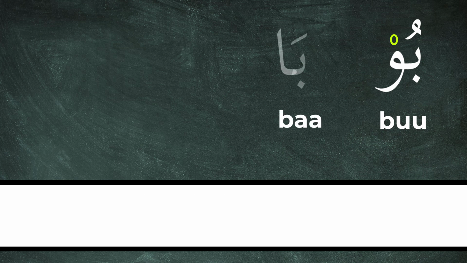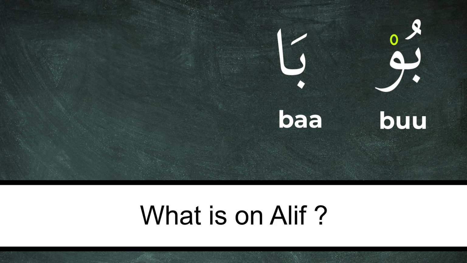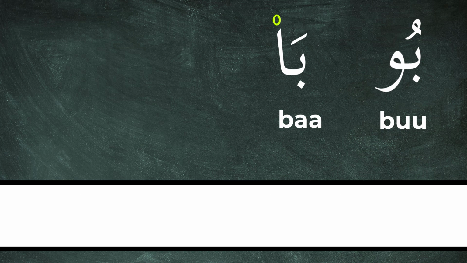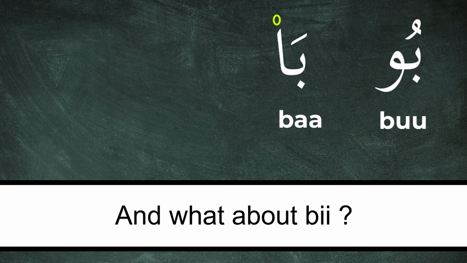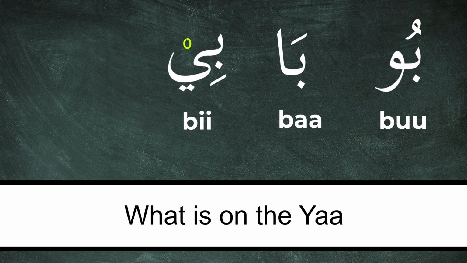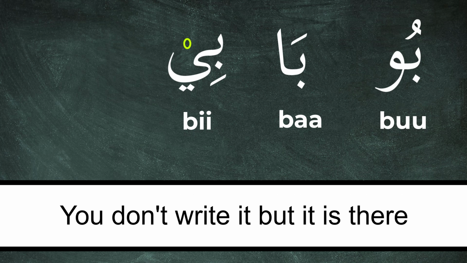If I say Ba, where is the vowel sign? On the Ba. What is on Alif? There is a Sukoon. We don't write it, but there is a Sukoon. And what about B? Where is the vowel sign? On the B. What is on the Ya? A Sukoon, because there is no vowel sign. You don't write it, but it is there.